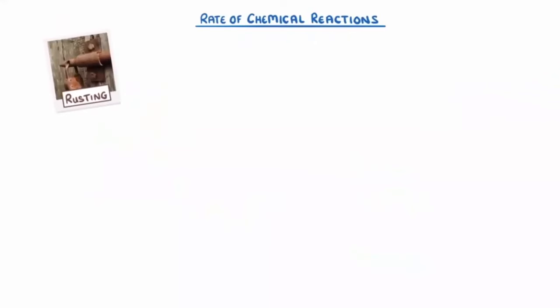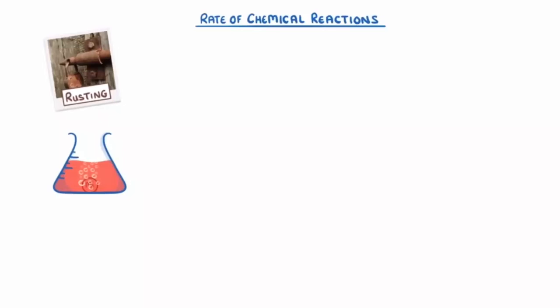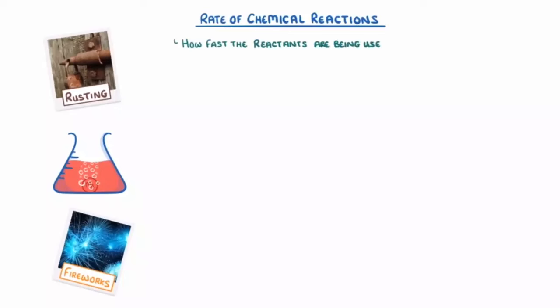We have reactions such as rusting, which can take years and even decades, and our usual reactions like the one between magnesium and zinc, right? And then in the extreme end, we have things like fireworks that take a split of a second, a fraction of a second to occur. In layman terms, the rate of reaction is how fast the reactants are being used or how fast the products are being formed. That's what we mean when we say rate of chemical reactions in the day-to-day language.